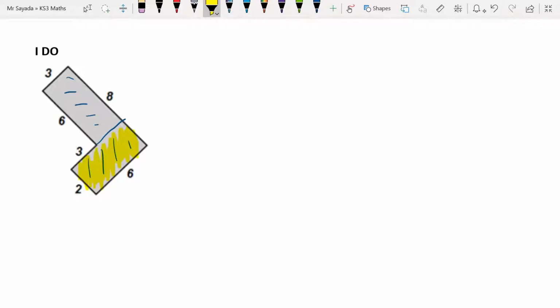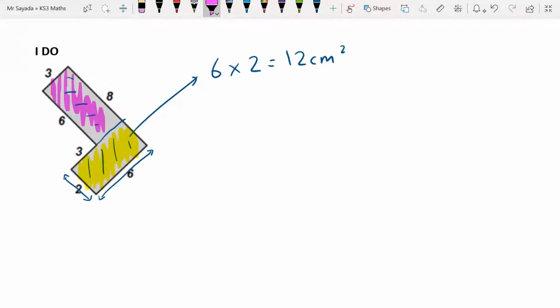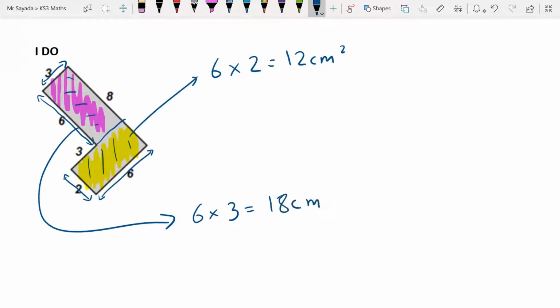You should have found that the area of the rectangle that I've highlighted here, well, this is 6 and this is 2. So the area of the yellow rectangle is 6 times 2, which is 12 centimeters squared. I'm going to do the rest of this example. I'm now going to find the area of this pink rectangle. So the length is 6 and the width is 3. So that's 6 times 3, which is 18 centimeters squared.